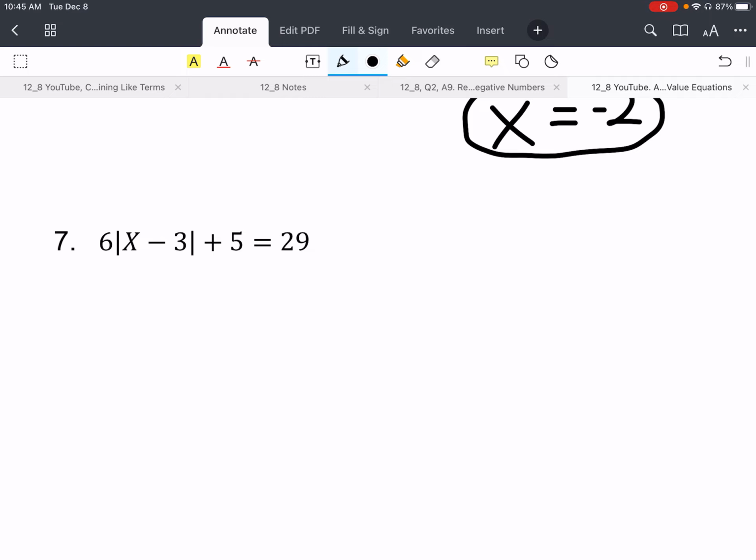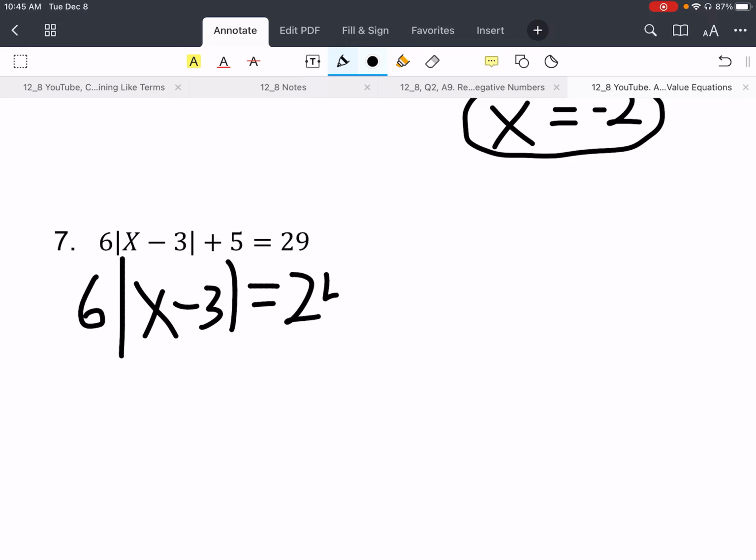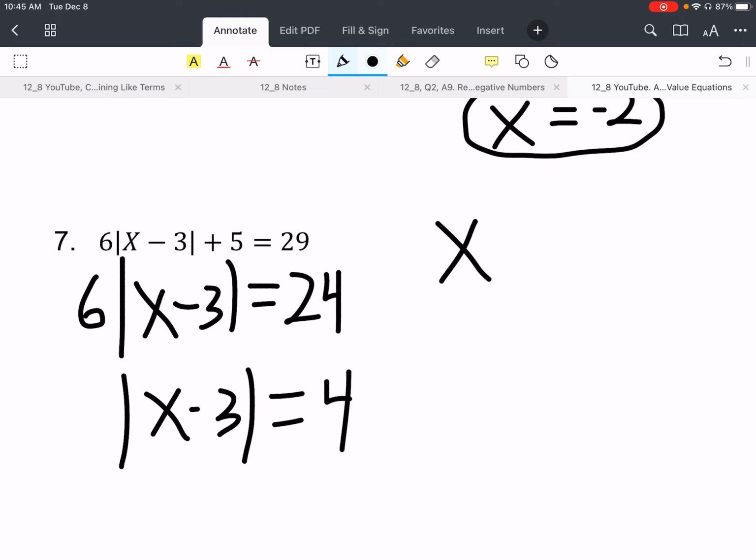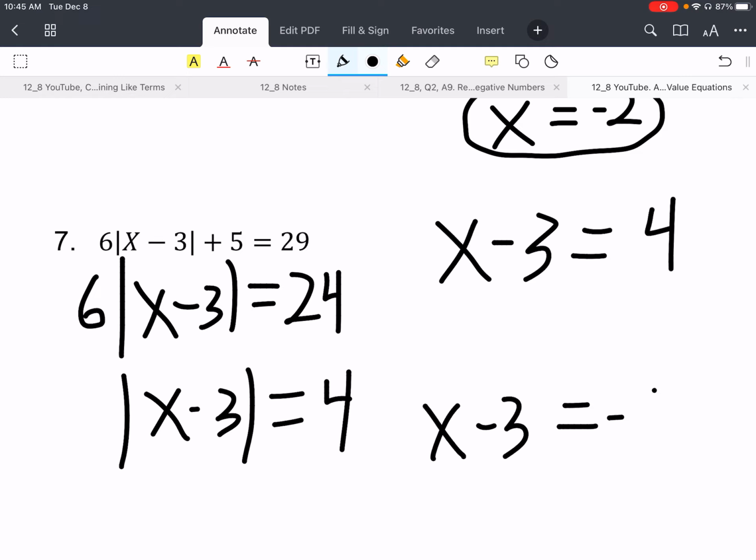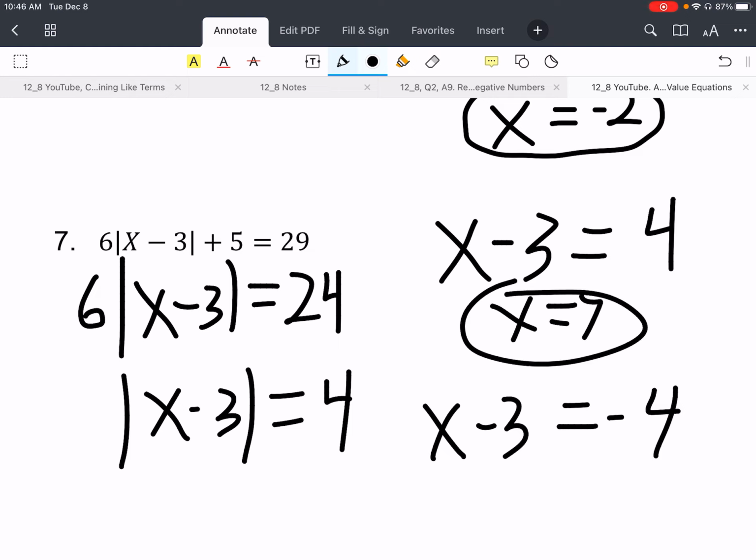Subtract 5 from both sides. So 6 times the absolute value of x minus 3 equals 24. Divide both sides by 6. Absolute value of x minus 3 equals 4. So my equations are x minus 3 equals 4 and x minus 3 equals negative 4. X equals 7 and x equals negative 1.